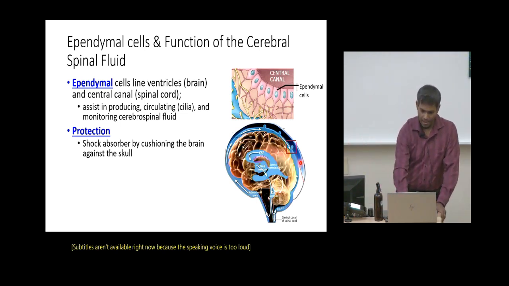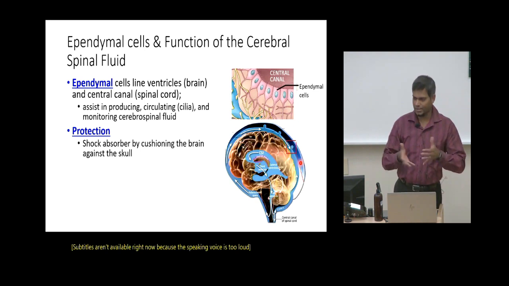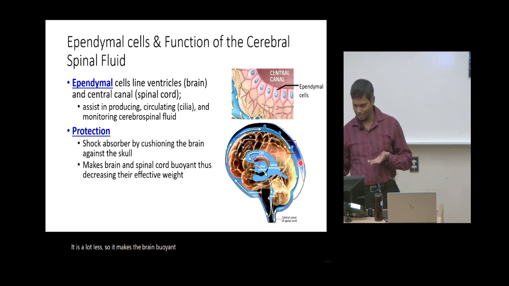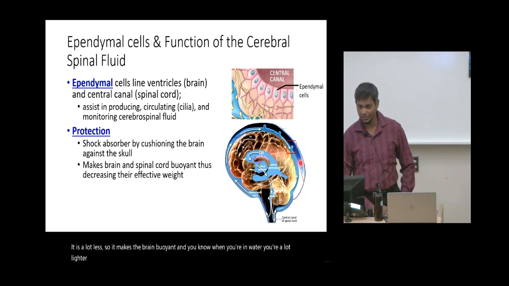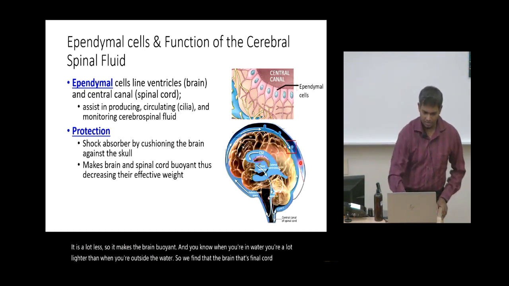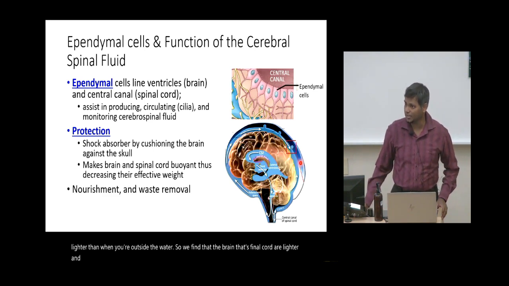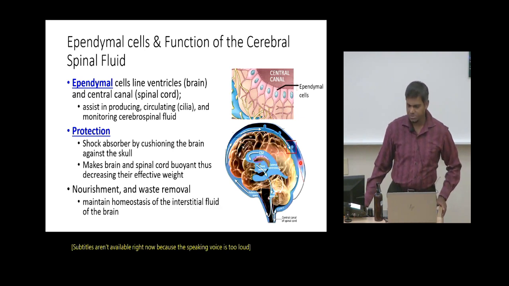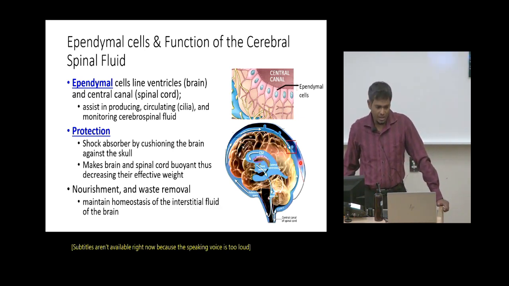brain. And because the brain is floating in the cerebrospinal fluid, its effective weight is a lot less. So it makes the brain buoyant. And you know that when you're in water, you're a lot lighter than when you're outside the water. So we find that the brain and spinal cord are lighter. And also there is nourishment and waste removal which can happen through the cerebrospinal fluid. And so it helps to maintain the homeostasis of the interstitial fluid in the brain, and also that which surrounds the spinal cord.